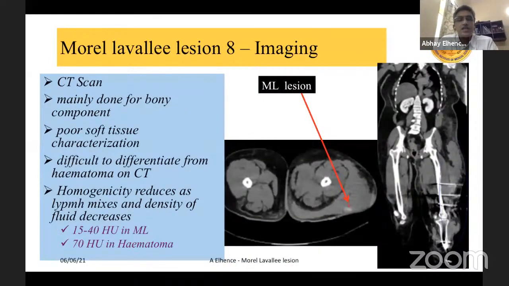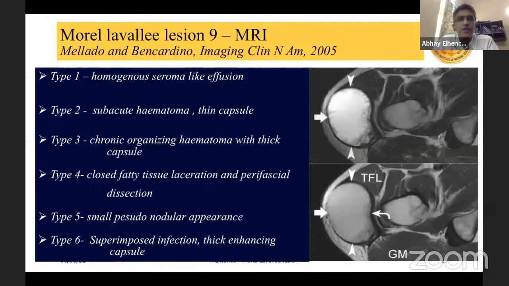CT scans essentially are for bony lesions. They are not the diagnostic modality of choice. However, they may help in tissue characterization because of the different Hounsfield units that may be involved in CT scans. But CT scans reserve their right to be diagnostic tools for bony lesions. And the boss of diagnosis essentially is the MRI.